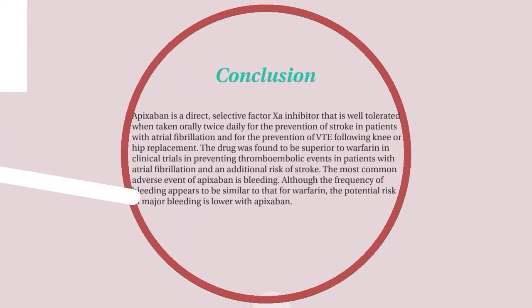Conclusion: Apixaban is a direct selective factor Xa inhibitor that is well tolerated when taken orally twice daily for the prevention of stroke in patients with atrial fibrillation and for the prevention of VTE following knee or hip replacement. The drug was found to be superior to warfarin in clinical trials in preventing thromboembolic events in patients with atrial fibrillation.